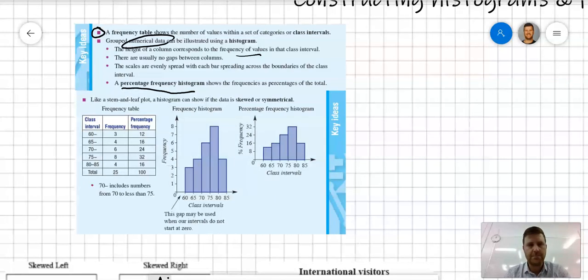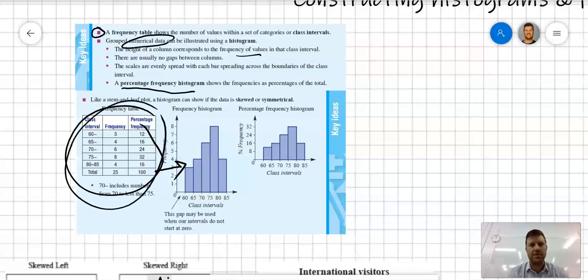All right. So when you do get a set of data, you can put it into a frequency table, and then use that frequency table to draw your histogram. It doesn't say what this frequency table represents, but it might be a test out of 100. These are the scores. So it says 3 people got a score between 60 and up to 65. 4 people got a score of between 65 and up to 70. 6 people between 70 and 74. 8 people between 70 and 79, and then 4 people between 80 and 85.